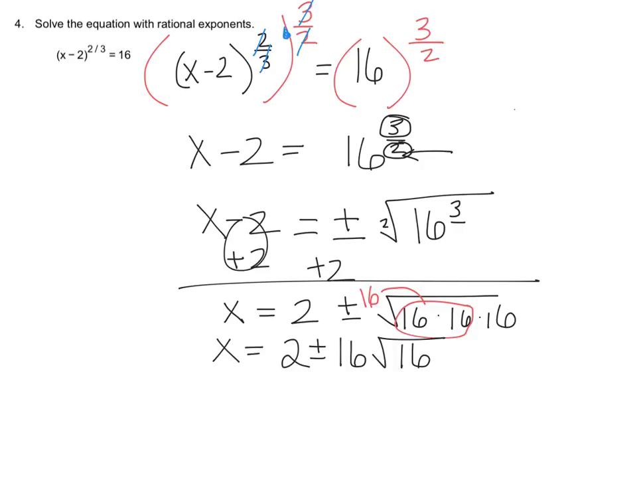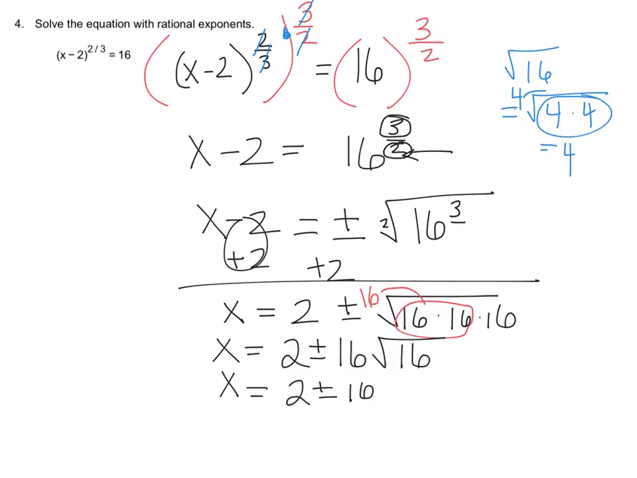Now the square root of 16 is the same as the square root of 4 times 4. And again, I'm searching for pairs of 2 of a kind, so the square root of 16 is just the number 4. And again, I'll rewrite this problem as x equals 2 plus or minus 16 times 4. Now we just need to multiply the 16 and the 4 together, and we get 64.